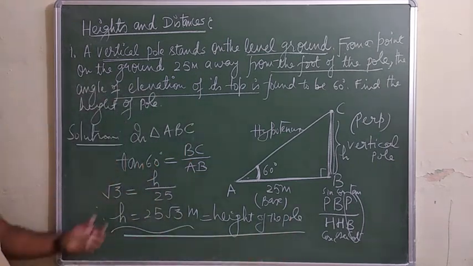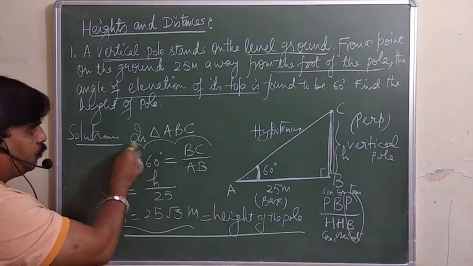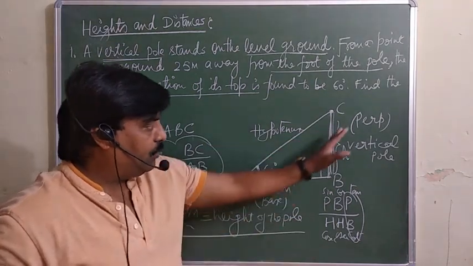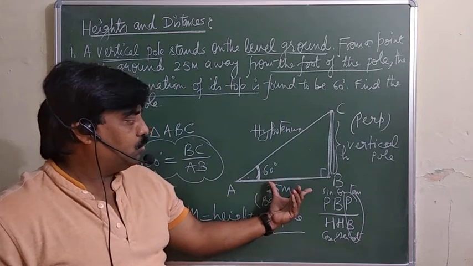Likewise, these are the ways whether we are supposed to take tan or cot or sine and cosec, that we can know from the figure only. वो figure से ही पता चलता है कि what we should take. Have a look.